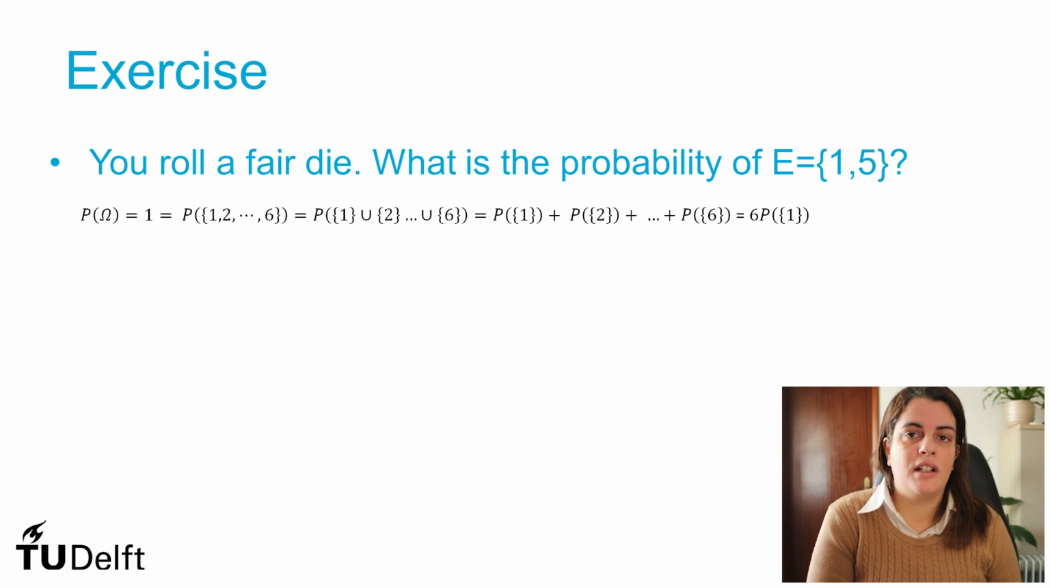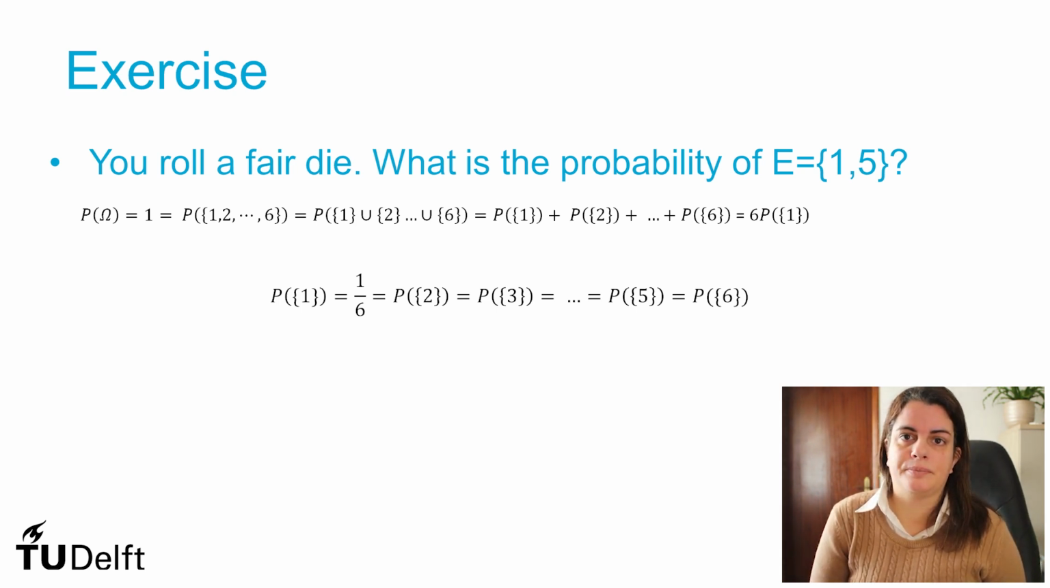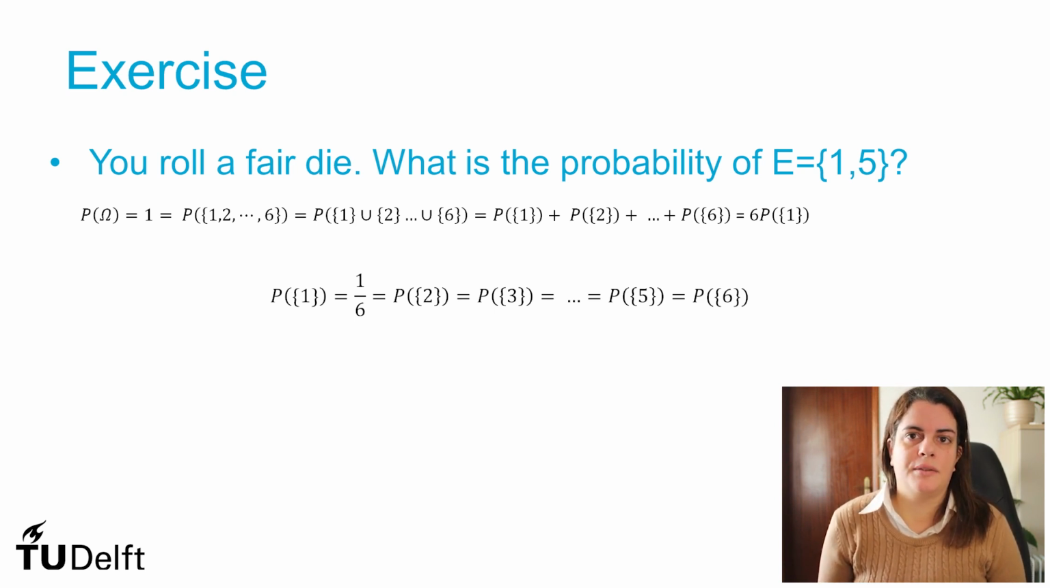Because you know this is a fair dice, you know that the probability of each set equals the probability of the other sets. So the probability of the sample space is 6 multiplied by the probability of set 1. So the probability of set 1 equals 1 over 6. Which is also the probability of set 2 and the probability of set 3 and the probability of set 4, set 5 and set 6.